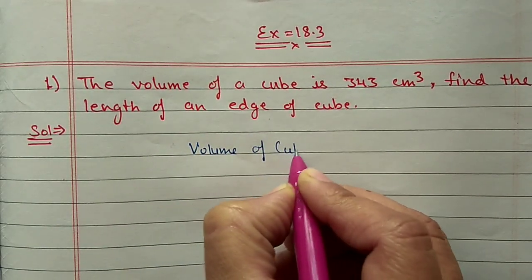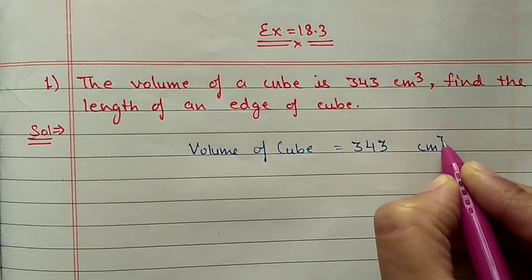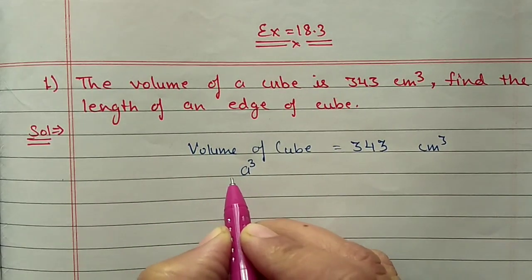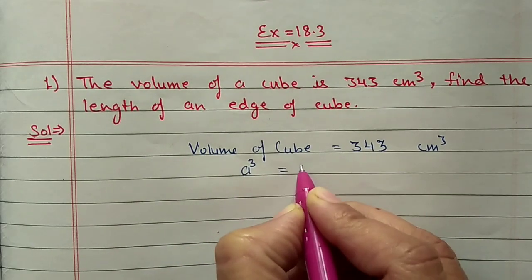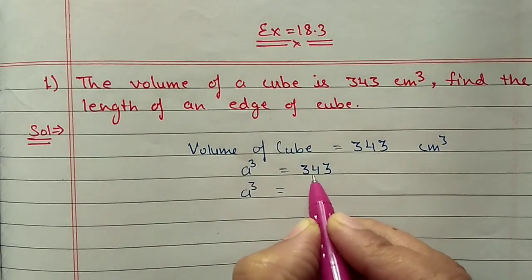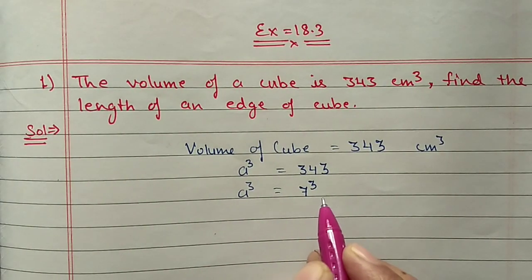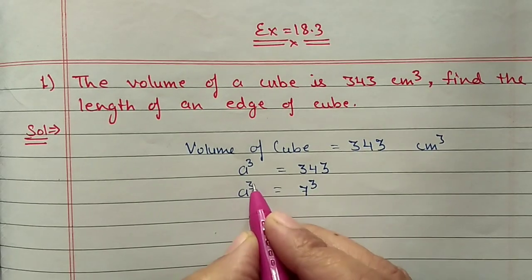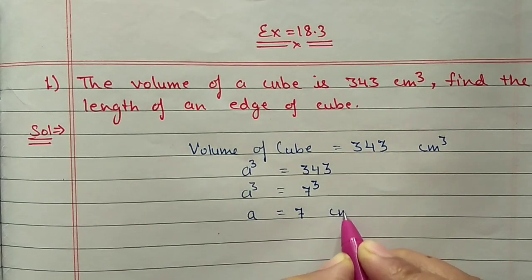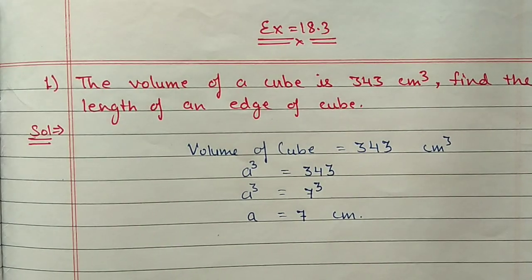Volume of cube is given, which is equal to 343 centimeter cube. And the formula for volume of cube is A cube, means length into breadth into height, A into A into A, which is equal to 343. And this 343 we will do the factor, and then we will get this is equal to 7 to the power 3. 7 into 7 into 7 we will get 343. So power to power we can cancel out, and then we will get A is equal to 7 centimeter. It means one side of cube is equal to 7 centimeter.